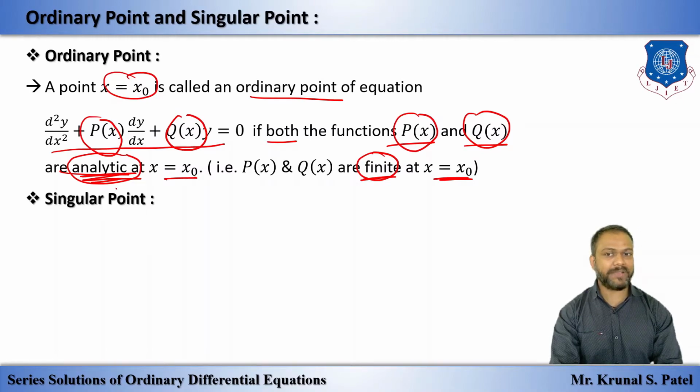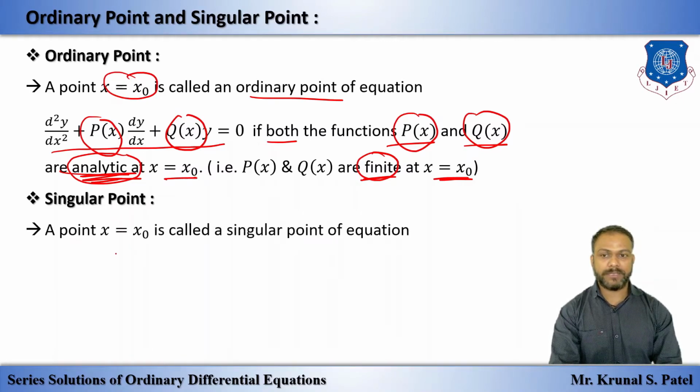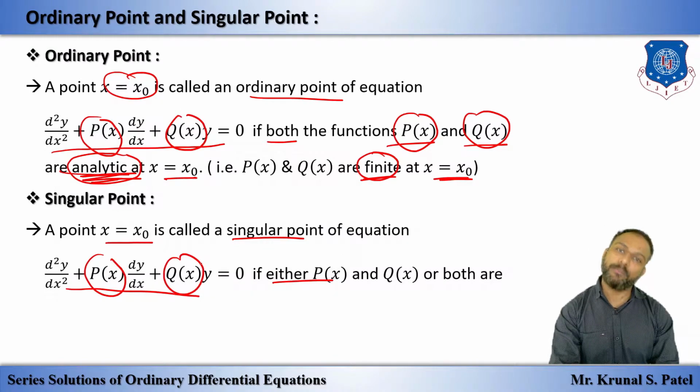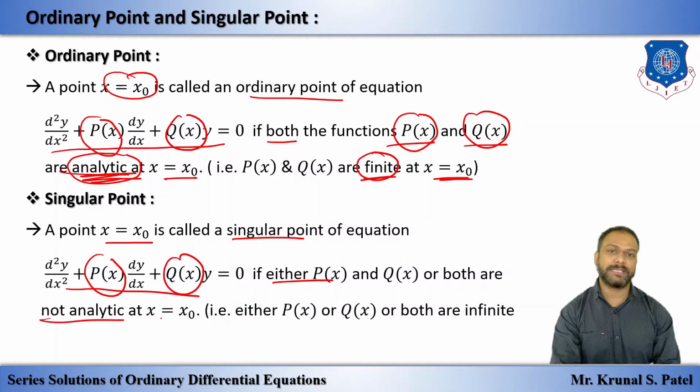Simple. And the second definition is singular point. So what is the definition? A point x is equal to x0 is said to be a singular point of the same equation, equation number 2, if either p of x or q of x or both are not analytic. Not analytic, that means infinite. Okay, so you have to just remember analytic means finite, and not analytic means infinite. The actual definition of analytic we have already studied, but for examples you have to just remember analytic means finite, not analytic means infinite at the point x is equal to x0.